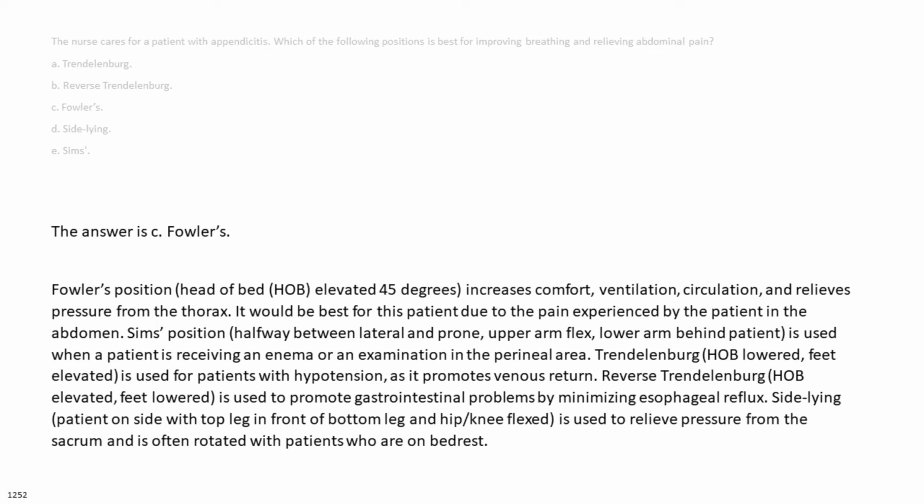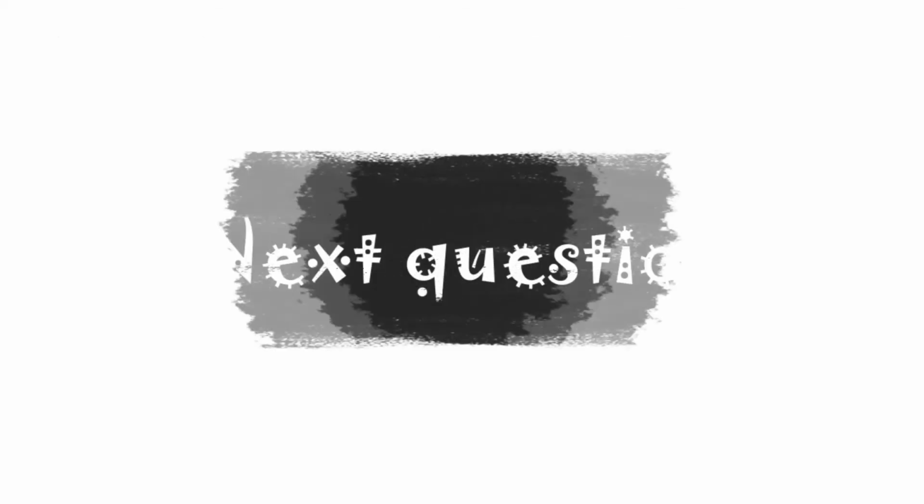Trendelenburg, HOB lowered, feet elevated, is used for patients with hypotension, as it promotes venous return. Reverse Trendelenburg, HOB elevated, feet lowered, is used to promote gastrointestinal function by minimizing esophageal reflux. Side lying, patient on side with top leg in front of bottom leg and hip, knee flexed, is used to relieve pressure from the sacrum and is often rotated with patients who are on bed rest.